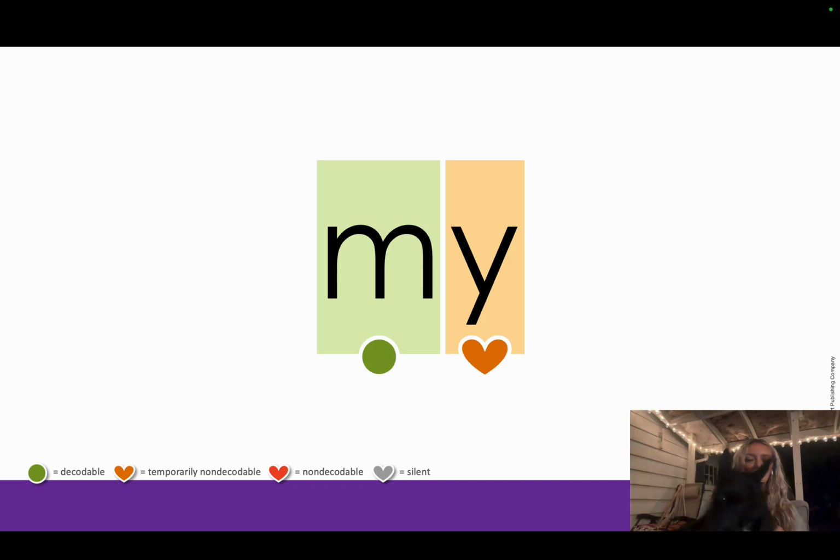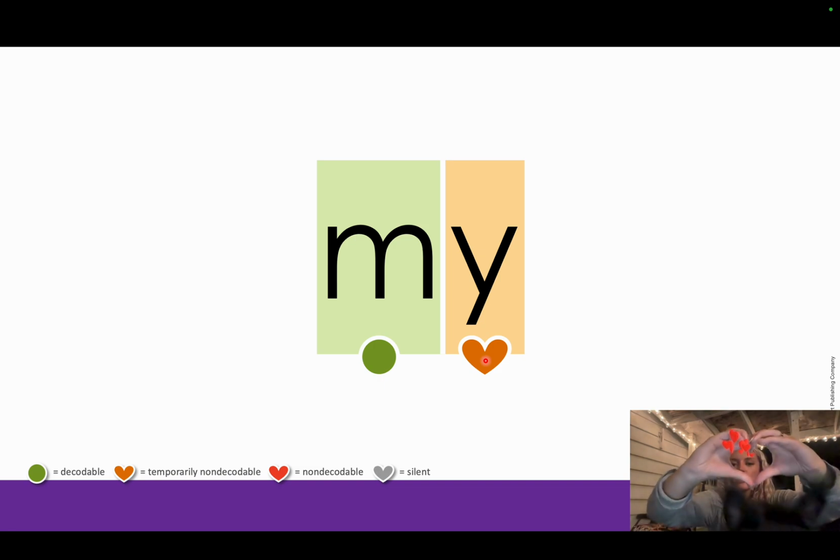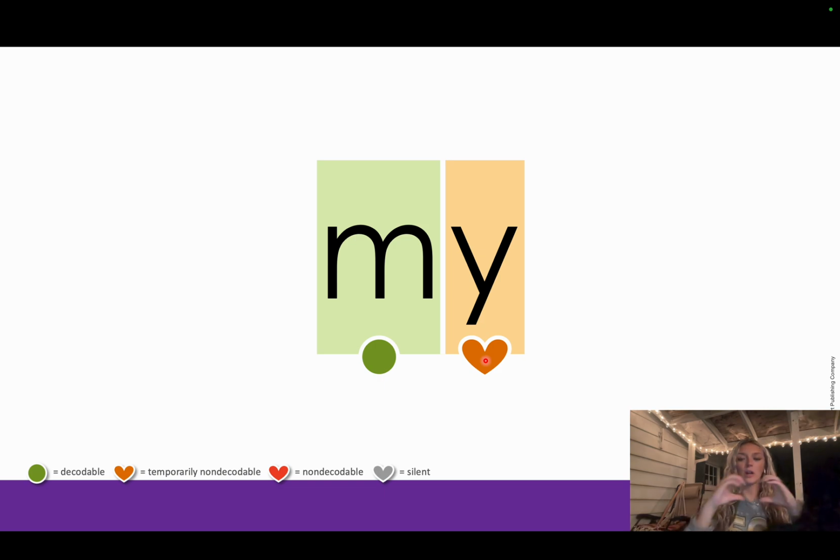All right, let's see if Hank can do this word with us. All right, ready? This word is my. Remember, it's a heart word. So we have to memorize it by heart because it does not follow the rules. The green part does. The green still makes its sound, but the yellow part with the heart does not follow the rules. So we have to memorize it. So this word is my.